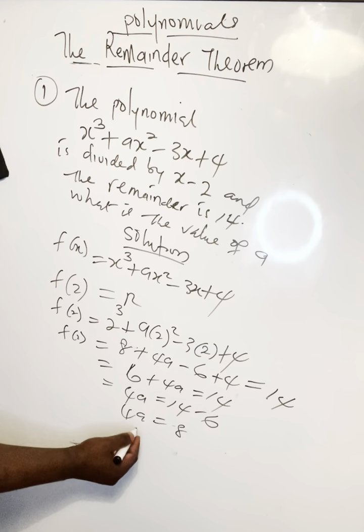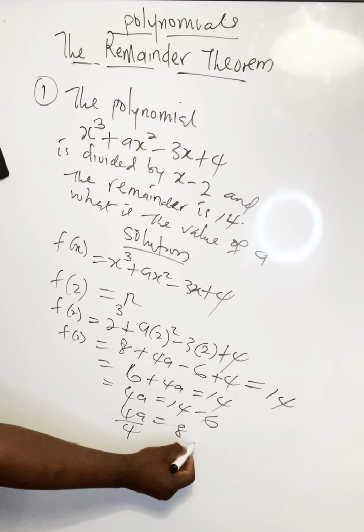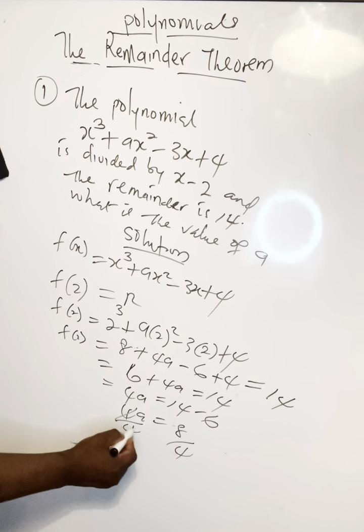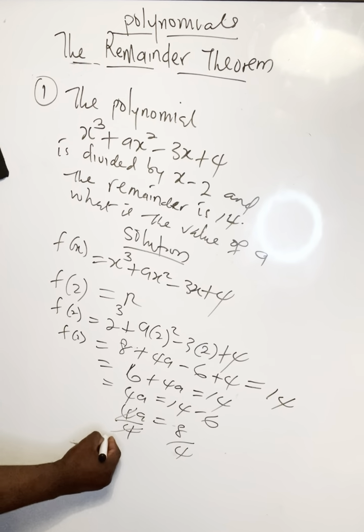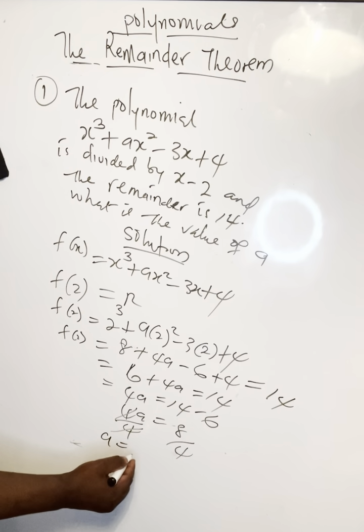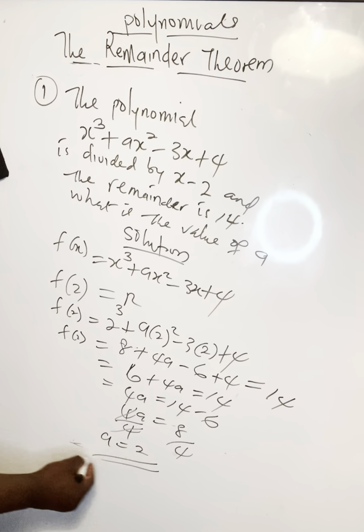To find the value of a, you divide both sides by the coefficient of a, which is 4. 4 will cancel out 4. You have a is equal to 8 over 4, which is 2. So the value of a is equal to 2.